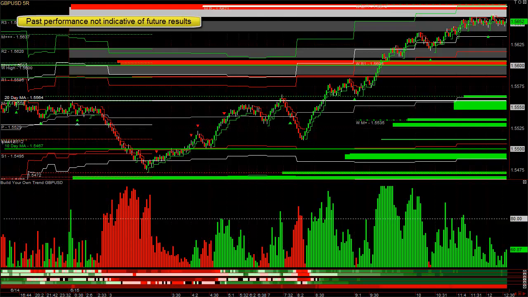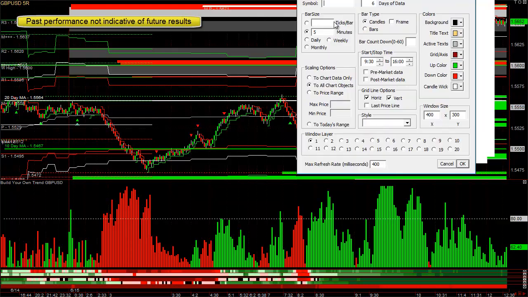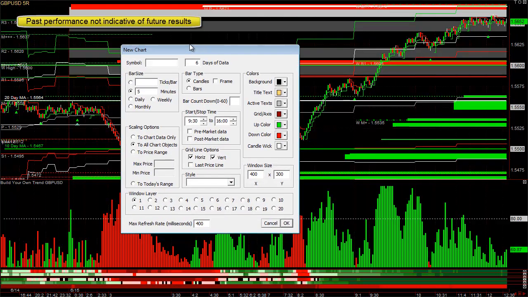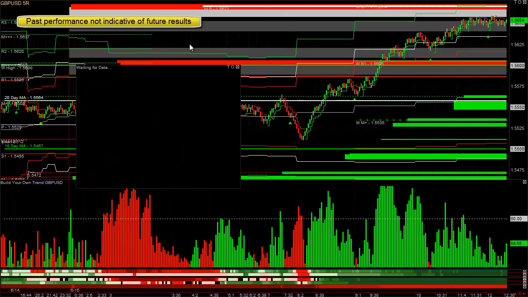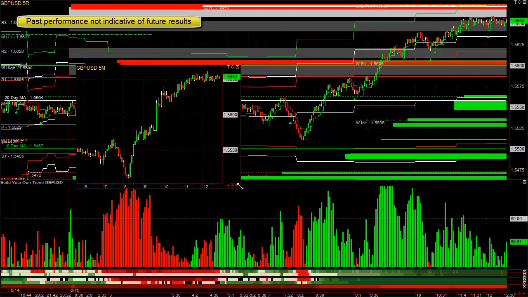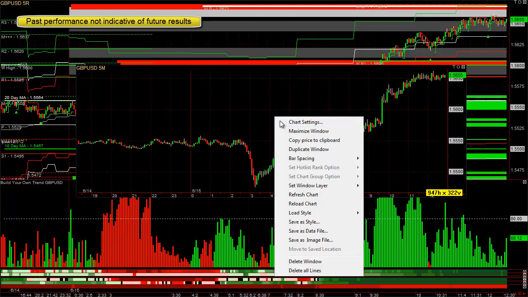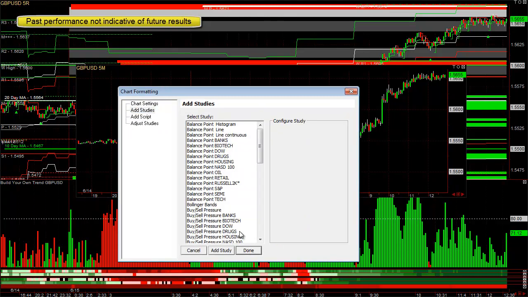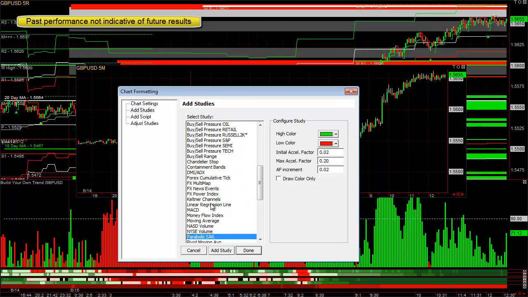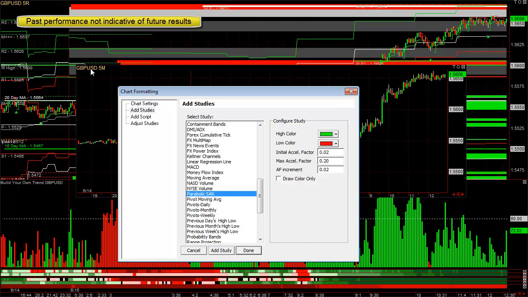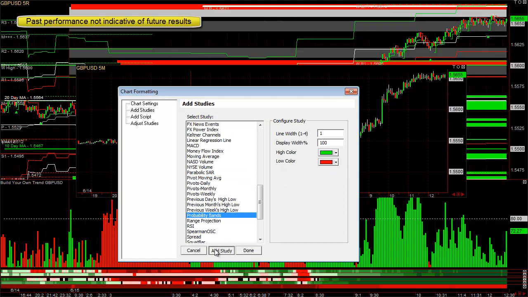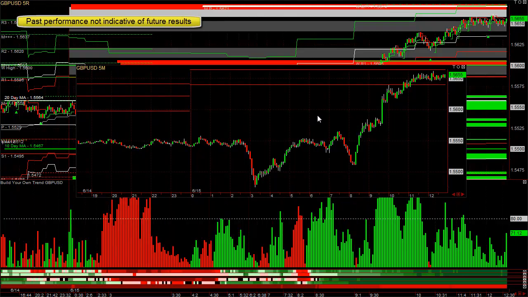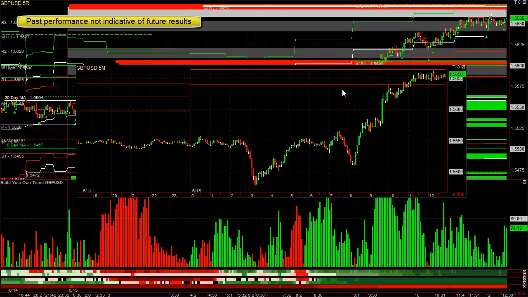One other thing I'd like to show that's been resurrected because I found a cheap source of implied volatility data is the probability bands. These are based on implied volatility from the option prices, and when you go to chart settings, add studies, probability bands, I've updated these to work with the new synthetic symbols that we have instead of eSignal symbols. You just put probability bands on here. And these are very high probability areas where the price usually stalls and reverses.